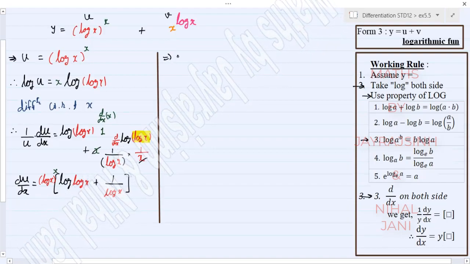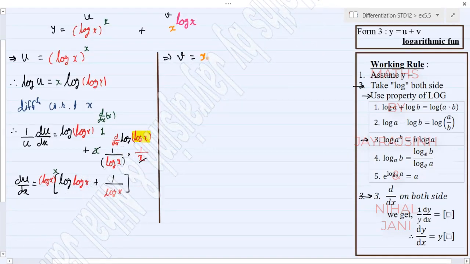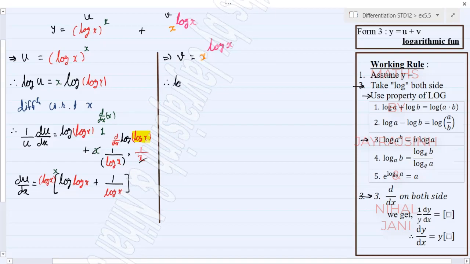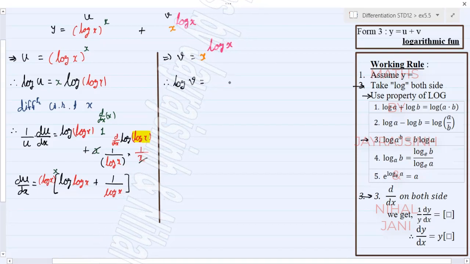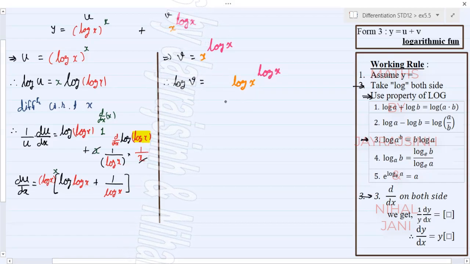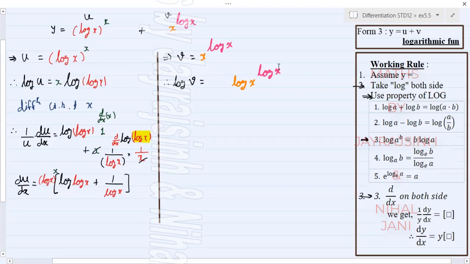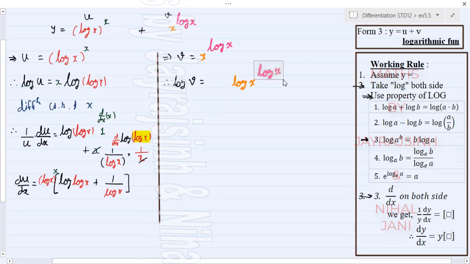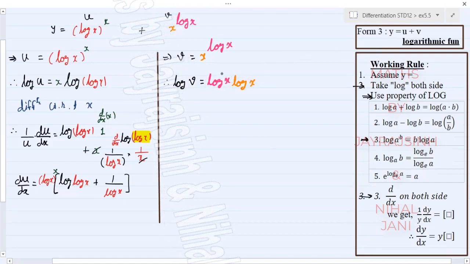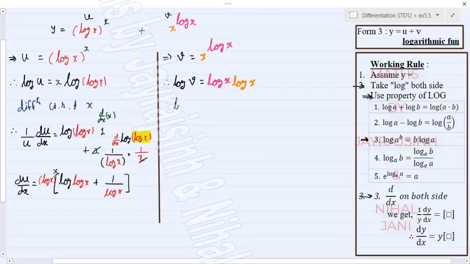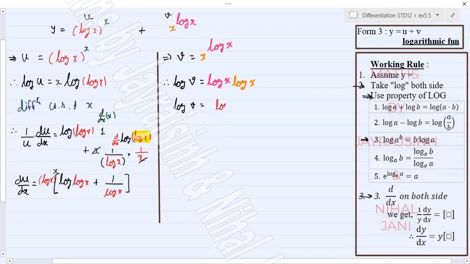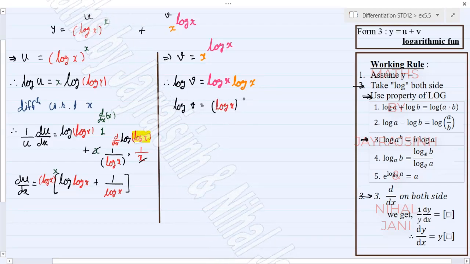Now let's try to differentiate v, which is x raised to log x. Taking log both the sides, we will get log v is equal to log x whole raised to log x. To simplify right hand side, we have to use third property, in which this log x will go in multiplication. So here we'll get log x into log x. So we will get log v is equal to log x the whole square.